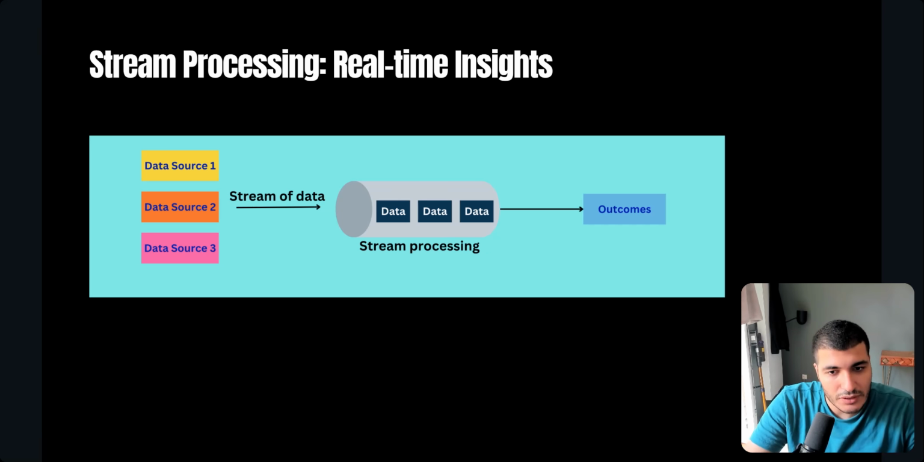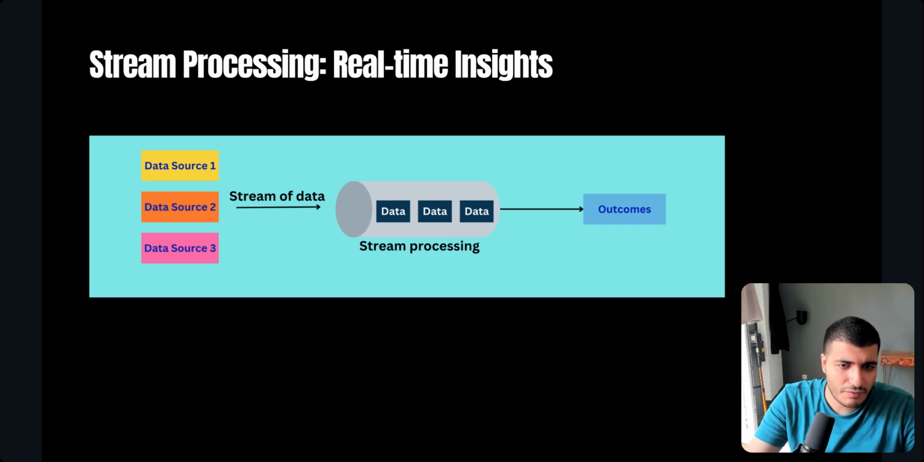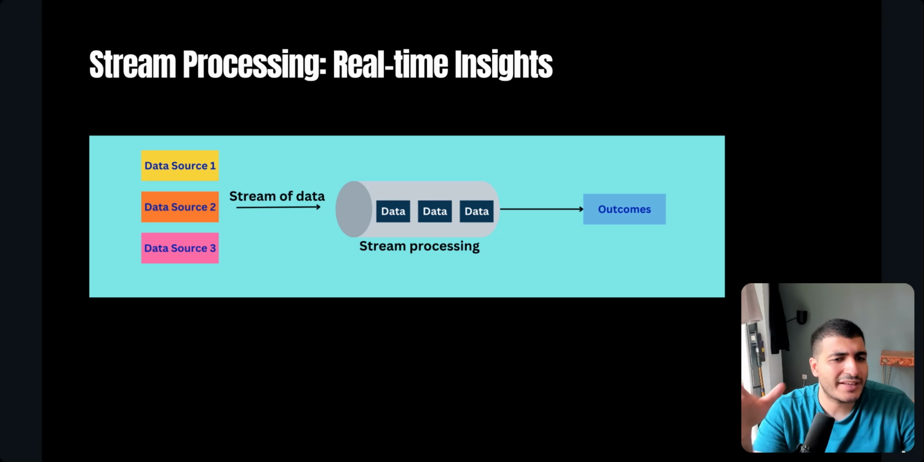The cons of it: number one, complexity. Inherently, it's quite a bit more complex to design, implement, and debug due to state management. I would say also out of order events and fault tolerance in a continuous stream. Number two, it's resource intensive. It often requires more dedicated resources to maintain low latency. Also, it has some accuracy challenges because handling late arriving data or exactly once processing can be quite difficult.